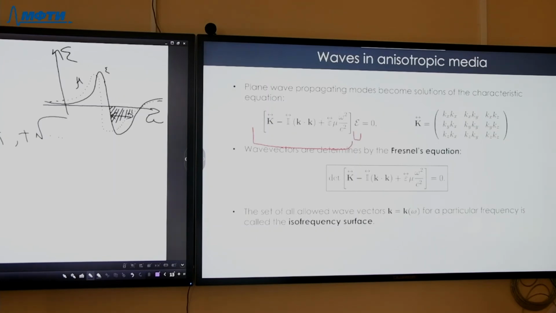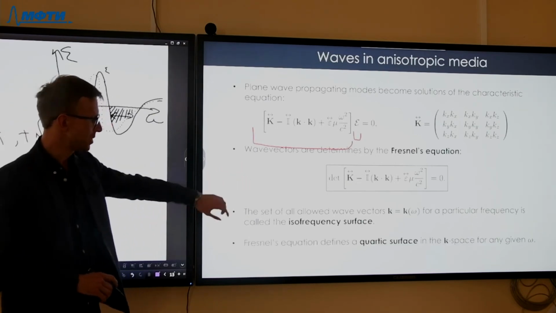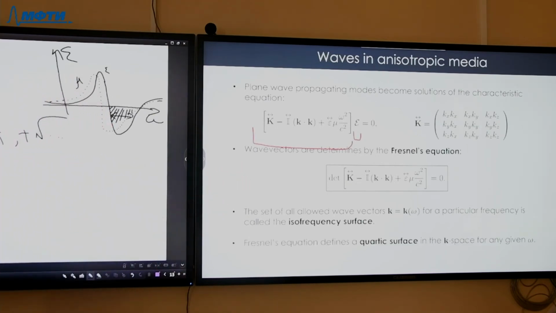And isofrequency usually is a quartic surface in the K-space, which means it is a solution to an equation of the fourth order in the K-space. For example, that can be a pair of spheres, an ellipsoid plus a sphere, or something more complicated. And in the next slide, we're going to look at different examples of isofrequencies for various common permittivity tensors.